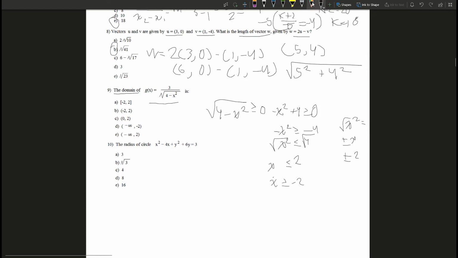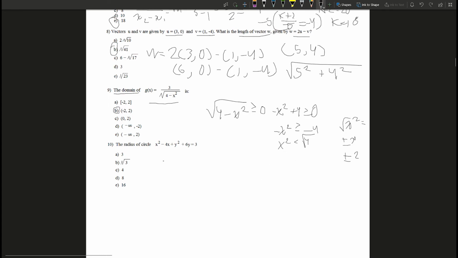And actually, it shouldn't be equal then. I don't know why I wrote that. It should be greater, because remember, we don't want a 0. And so our domain is going to be parentheses negative 2, comma 2. And you'll see that that's our answer right here. I'm just going to erase some of this work so I can make space for the next problem.